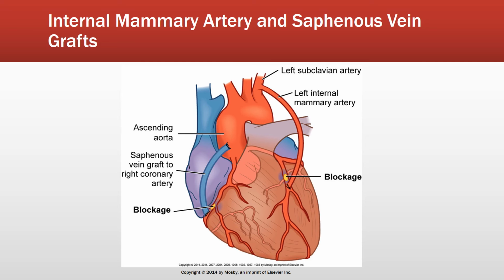Saphenous veins are used for bypass grafts. The surgeon removes the saphenous vein from one or both of the legs endoscopically. Sections are attached to the ascending aorta and then to a coronary artery distal to the blockage. The use of antiplatelet therapy and statins after surgery continues to improve vein graft patency. Patency rates of these grafts are 50 to 60% at 10 years.